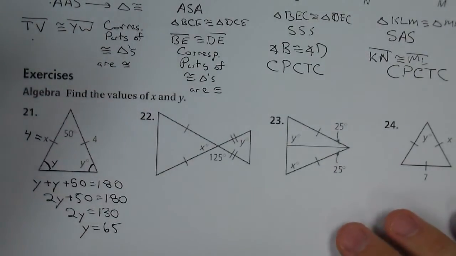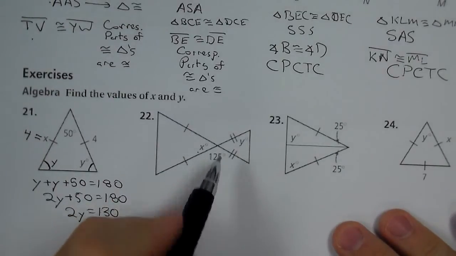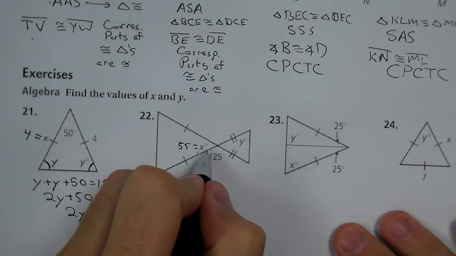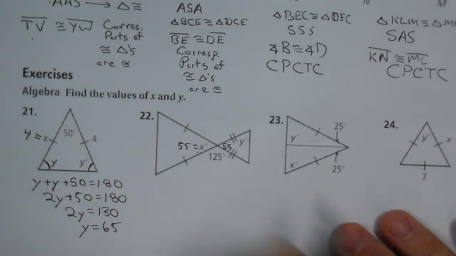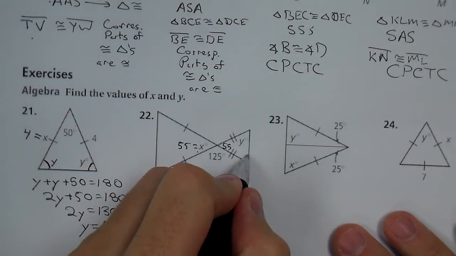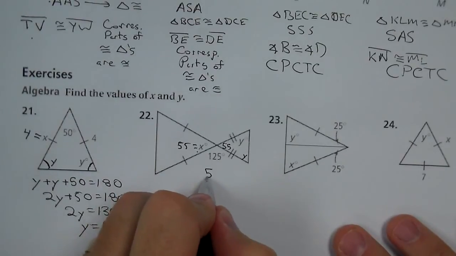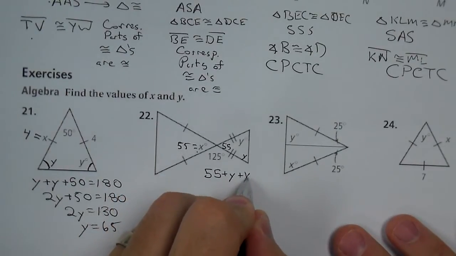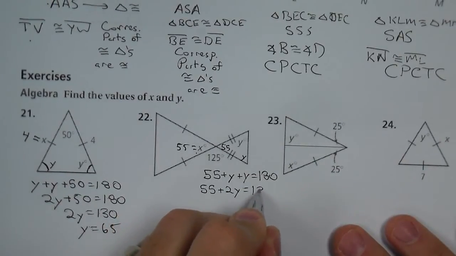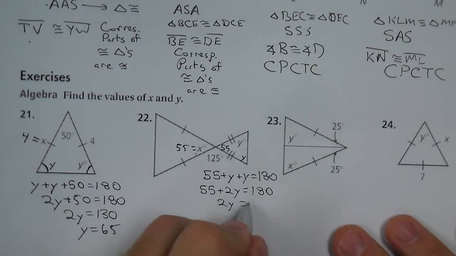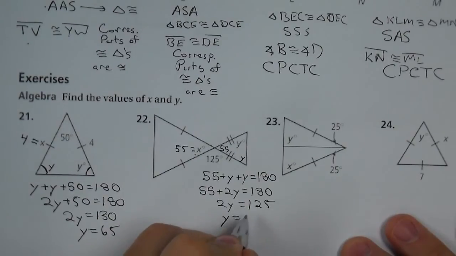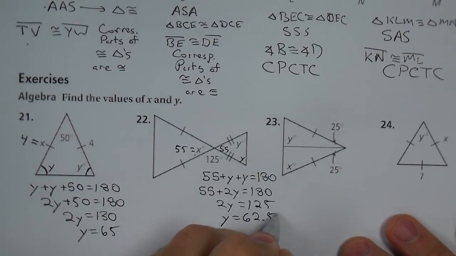For number 22, I'm going to use the fact that x and 125 are a linear pair. That gives me that x is 55. I'm going to go vertical angle to put it here in this smaller triangle. And again, like over at 21, y is congruent to this other base angle. So I have two y's here. 55 plus y plus y equals 180, or 55 plus 2y equals 180. That gives me 2y equals 125. So y is equal to 62.5.